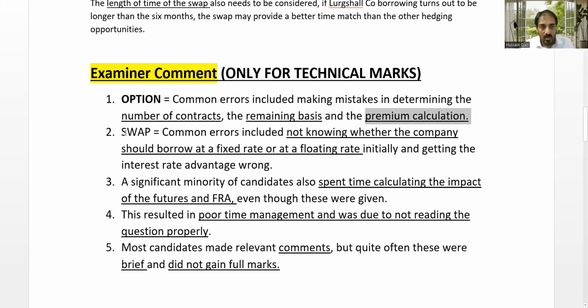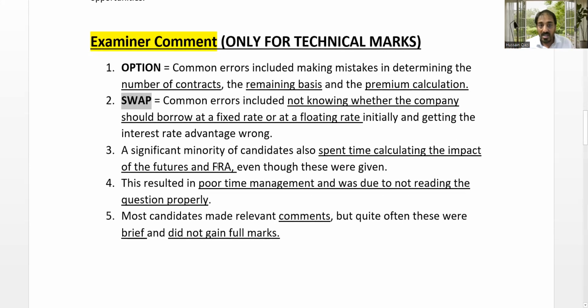Okay, so what was the complaint about the swap? Common errors included not knowing whether the company should borrow at a fixed rate or floating rate. The students were mixed at that point. Do remember, a swap always starts with a comparative advantage, so you need to be aware of that.